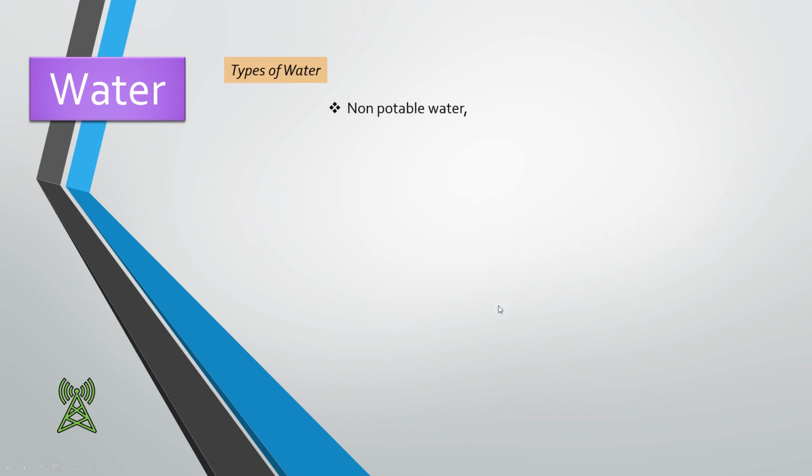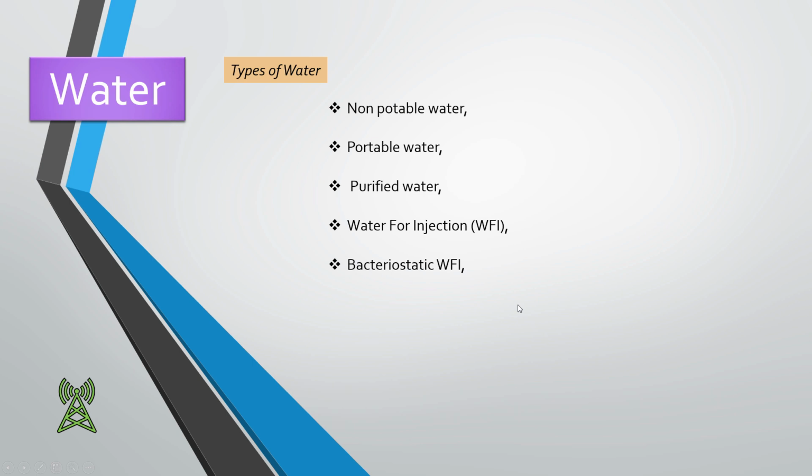So one is non-potable water. In this discussion, in the first slide, we will only see the list of things: non-potable water, potable water, purified water, water for injection, bacteriostatic water for injection, sterile water for inhalation, sterile water for irrigation, water for hemodialysis.